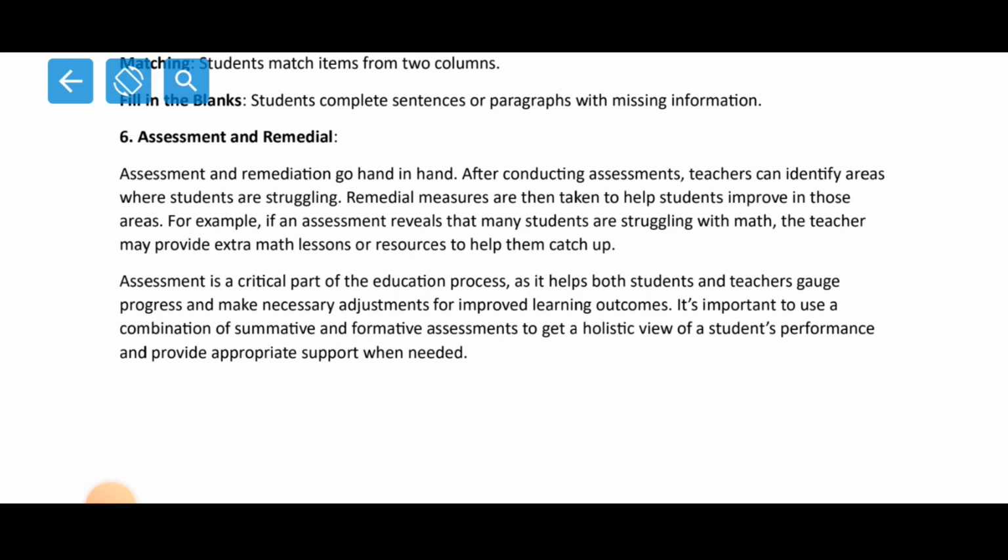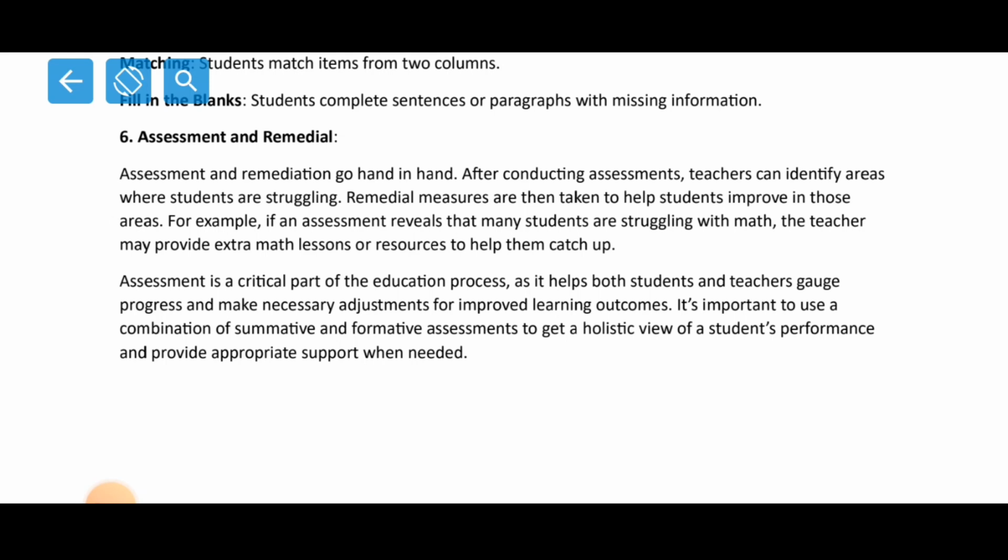Remedial measures are then taken to help students improve those areas. Of course, suppose we have taught certain topics in the class, 50% of the students understood, 50% did not understand. So what we can do is ask those 50% of the students to stay back after the class, and we can do remedial teaching for them, right?